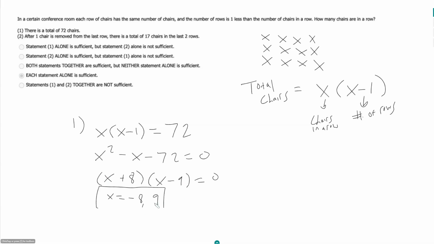Now remember, what is x? X is our number of chairs in a row. It is not possible to have a negative number of chairs. So this is really just saying x is equal to 9. So what are they asking for? They're asking for how many chairs are in a row. So that should be 9. Sufficient. If they're asking for the number of rows, that would be 8.